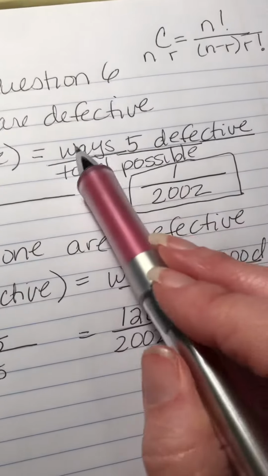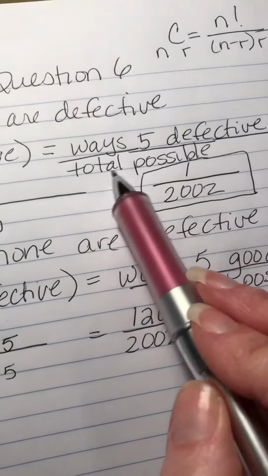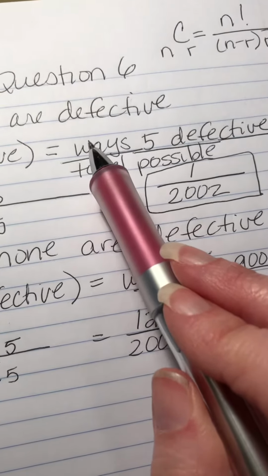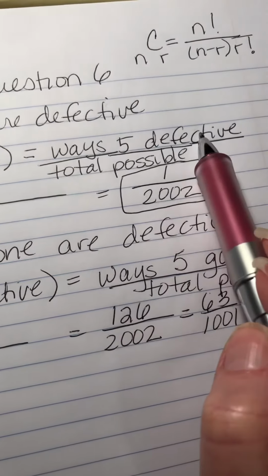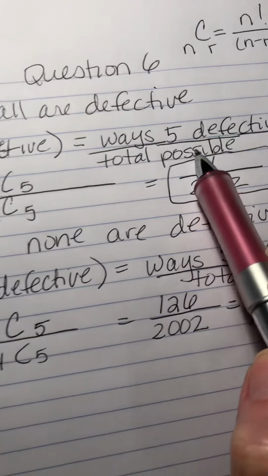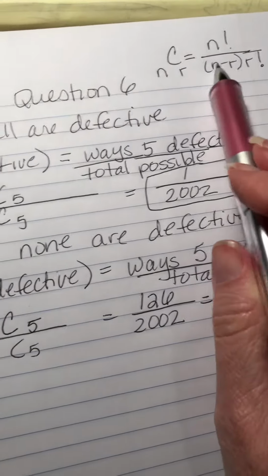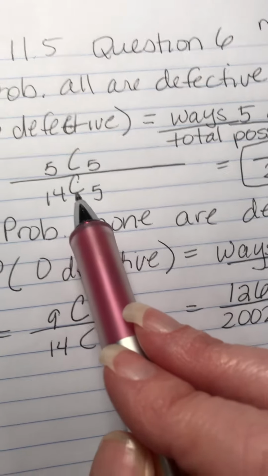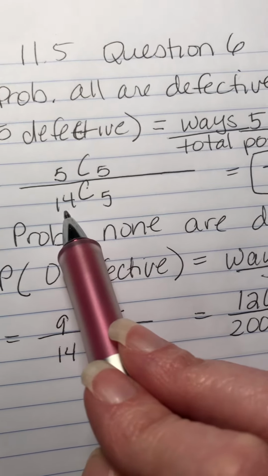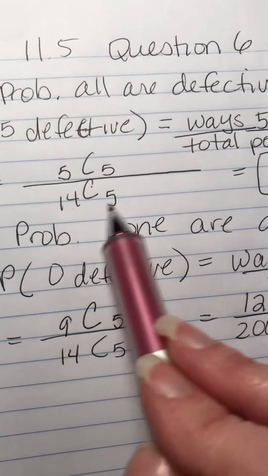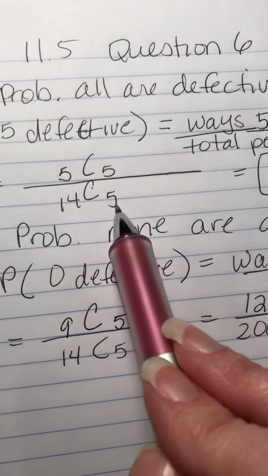Probability is always the ways that the event will happen over the total possible. So in this case, we want to count up the ways that 5 are selected defective over the total possible ways of selecting 5. If we look at the combination formula, the bottom is easier, so I'll start there. We have 14 total transistors and we're selecting 5, so the total combination of ways to do that would be this combination.